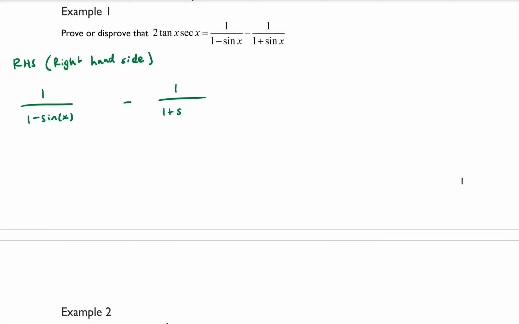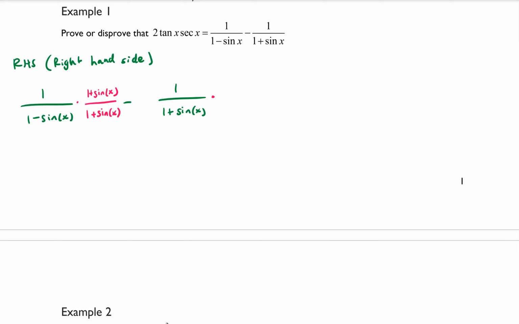And earlier we mentioned that one technique you can use is, if one side of the equation has fractions in it, it's often helpful to find a common denominator. So let's see if this will lead us anywhere. I'm going to multiply the first fraction by 1 plus sine of x over 1 plus sine of x.